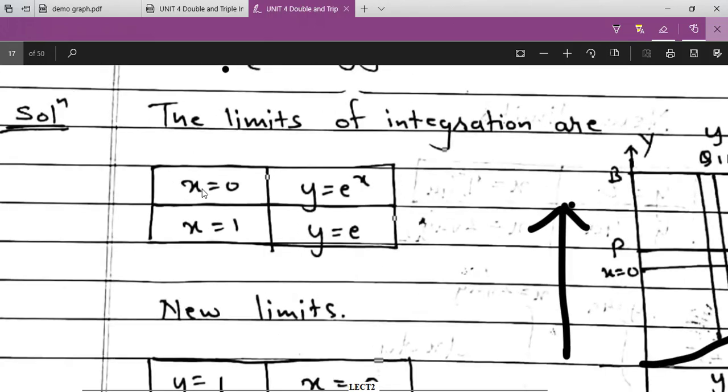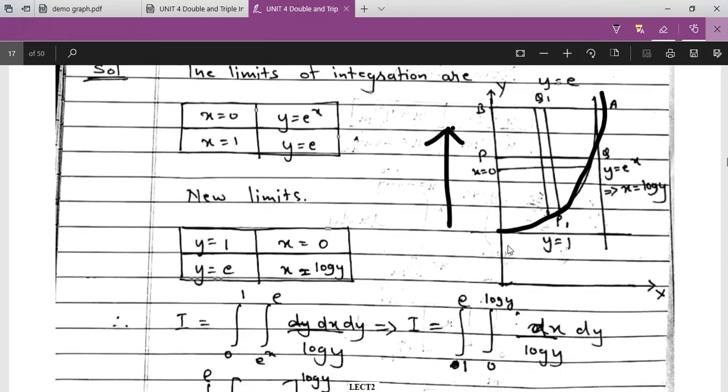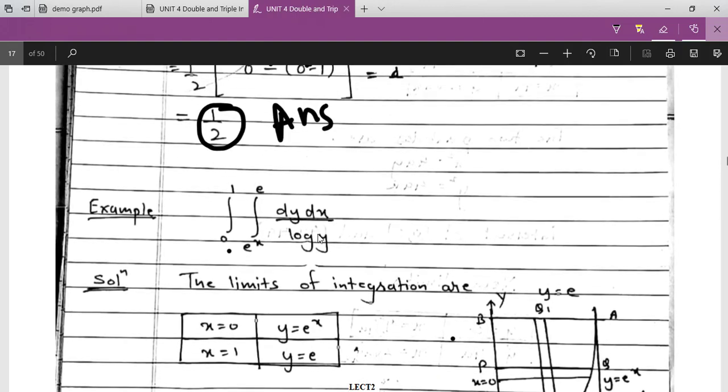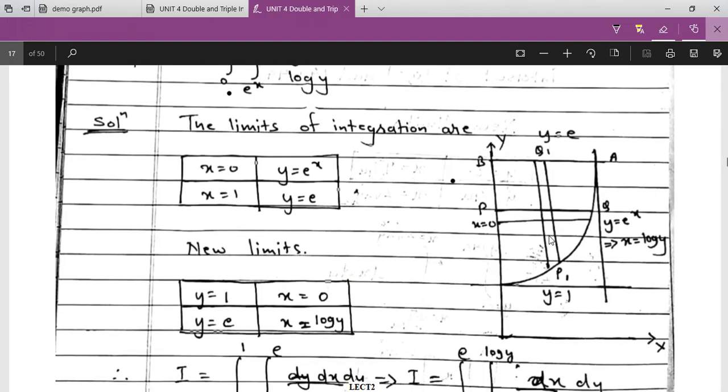so here, x is ranging from 0 to 1. So what is happening to x? So x is from 0 to 1, fine. Yeah, now since it is dy dx, you have a vertical strip first, right? This is what I have taken first. Now to convert it into new limits, what I'll do, I will draw the vertical strip, fine.